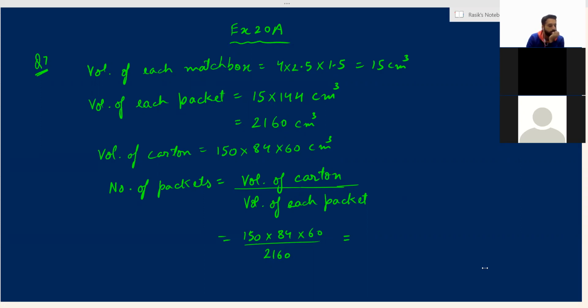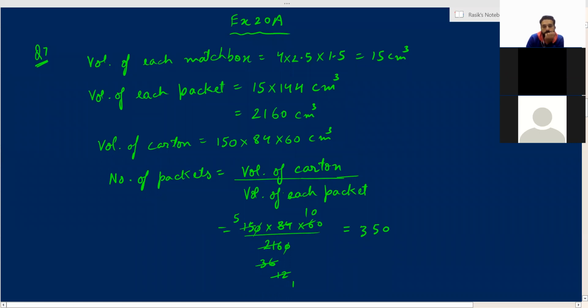Answer is 350 according to me. Ashish, your answer is coming out very large. It should be 350, I think. Cut one zero from here. Cut 216 by 6, you get 36. Divided by 3, 12 divided by 3, 5. 12 sevens are 84. So 5 × 7 × 10 is 350. 350 packets we can keep inside one carton.